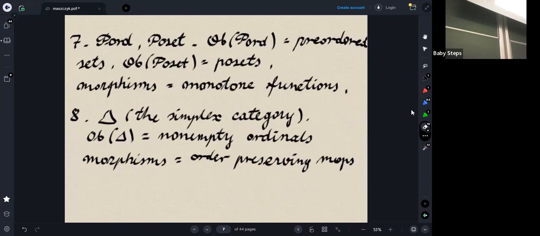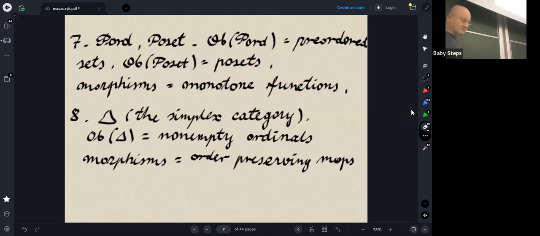There are many structures related to order. There are categories of pre-ordered sets, the category of partially ordered sets, whose morphisms are monotone functions. There is also a very important category in mathematics, especially in algebraic topology, which is called the simplex category. Objects of the simplex category are non-empty ordinals.